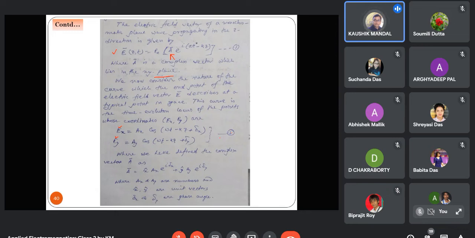Now in this set of equation number 2, A is defined as the complex vector representing the amplitude of the electric field vector: x cap, the unit vector, times Ax e to the power i delta x, plus y cap, the other unit vector along the y axis, times Ay e to the power i delta y. Obviously, Ax and Ay are magnitudes, x cap and y cap are the unit vectors, and delta x and delta y are the phase angles.